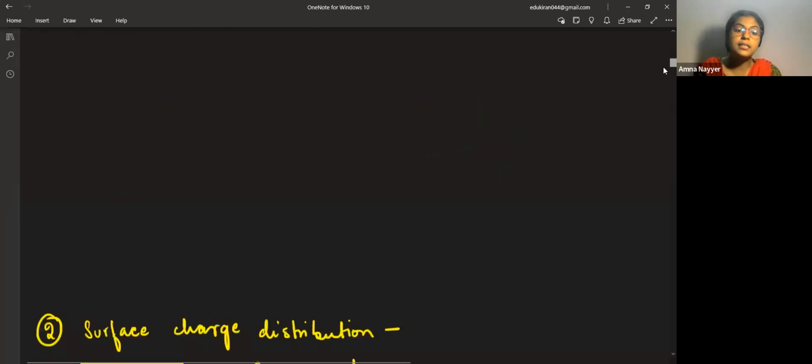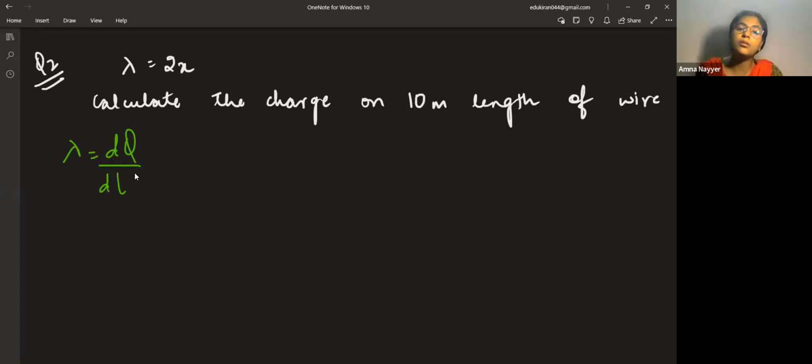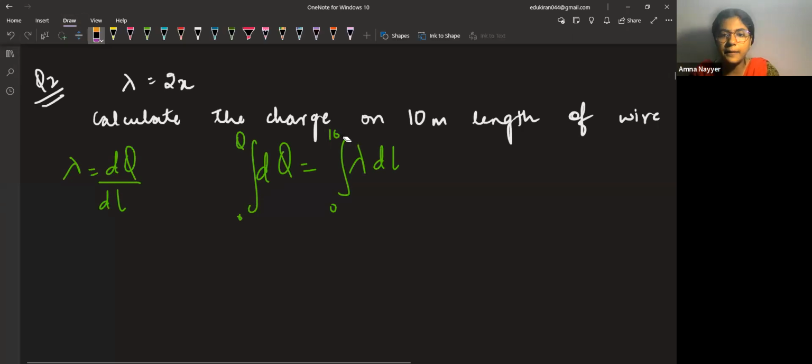But the other that I was mentioning to you, the variable part, like lambda is equal to 2x. And now if I have to find out the charge on 10 meter length of wire, how will I solve it? See, lambda is equal to dq over dl. I have to find out the charge. So charge will be lambda into dl. So I'll integrate both of them. This is from 0 to total charge Q. This is from 0 to length 10.